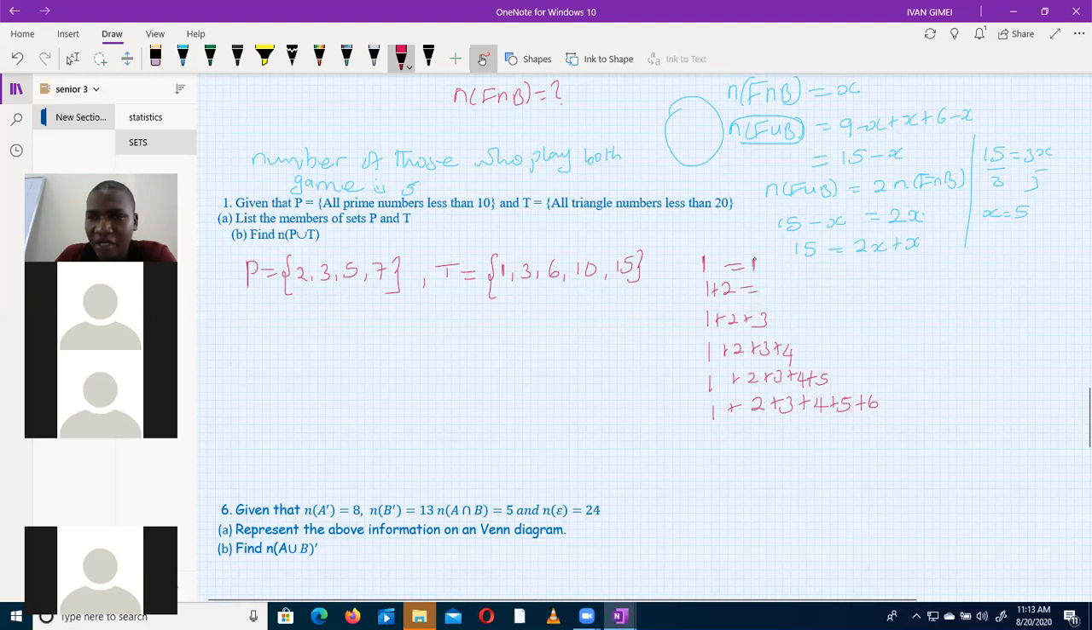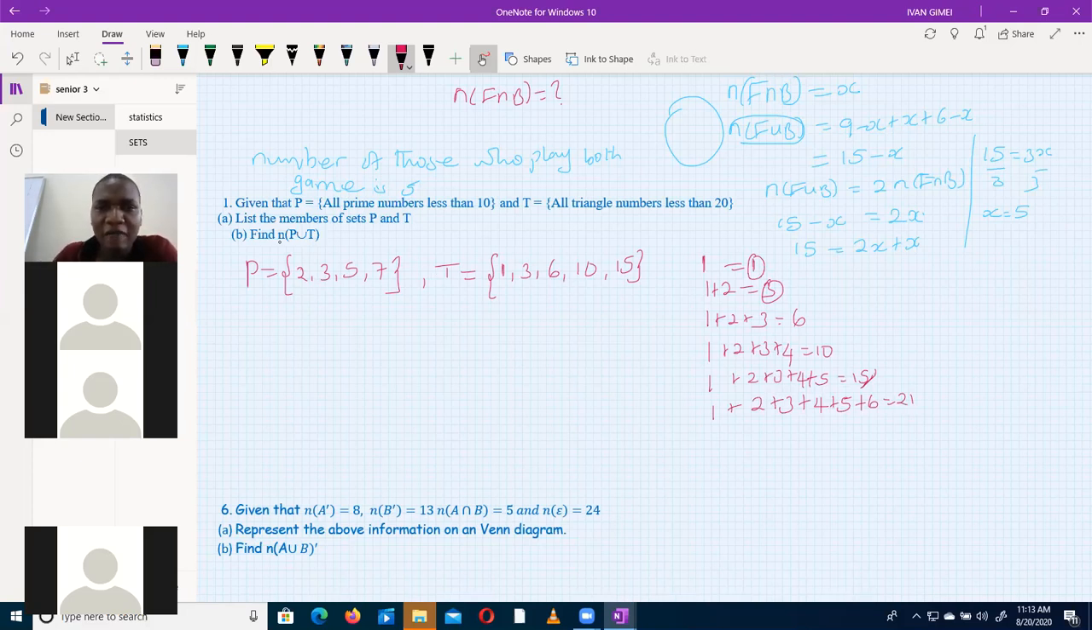So this is the first triangular number, it is 1, the second one is 3, this one is 6, this one is 10, this one is 15, this one will be 21, but now they said those less than 20, that's why we stopped, that's why he gave us up to 15. So we've generated our two sets. We have set P and set T.